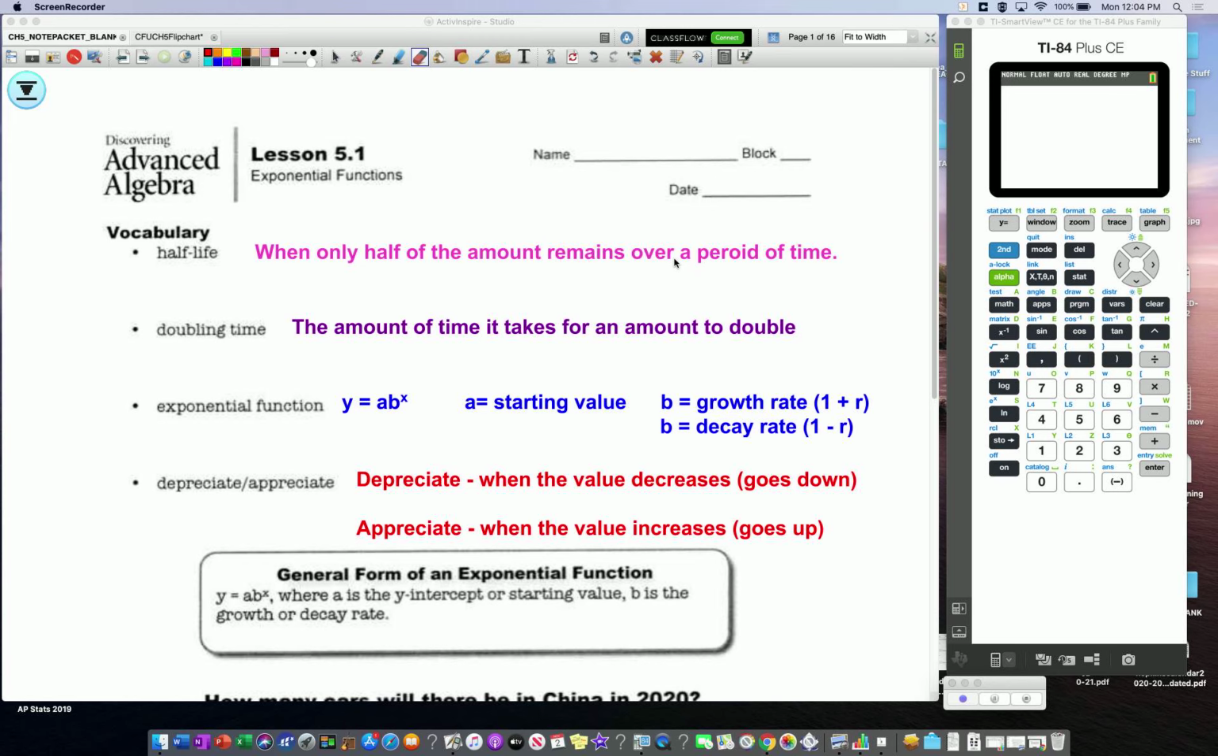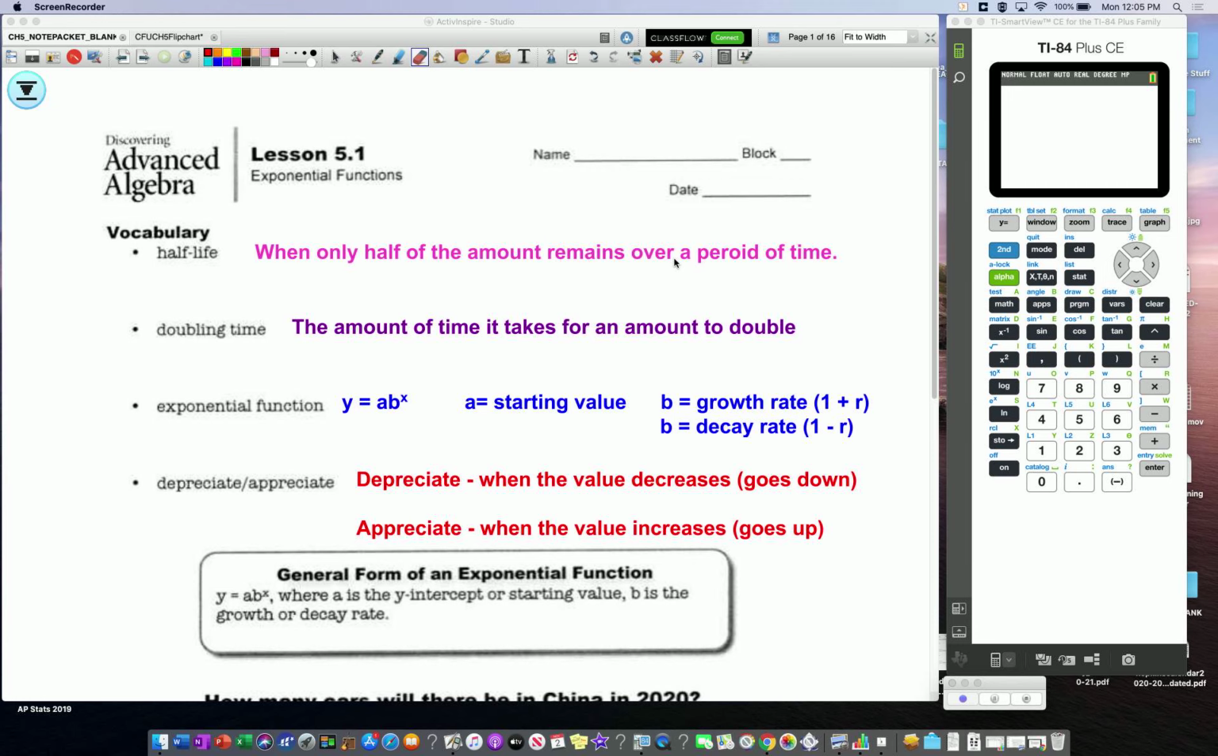So the main function that we're going to look at here today is called the exponential function: y equals a times b to the x power. In this equation, we do have an a and a b, but they mean something a little bit different. A is still the starting value, so that is pretty much the same as in a linear equation. But our b is not a slope anymore. It is either going to be a growth rate or a decay rate.